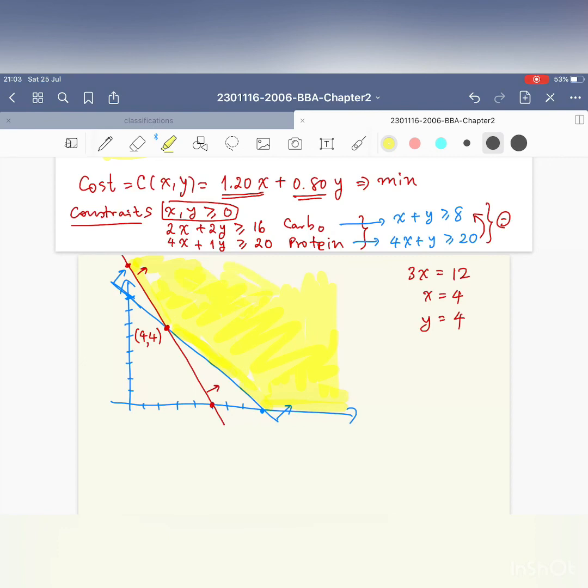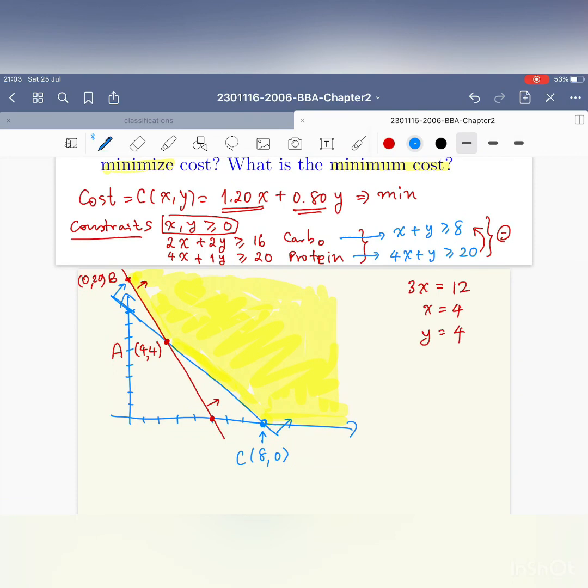How many corner points do you have? You got 3 corner points. Okay, here is your A, there is your B. So this one, your B, your Y is 20, your X is 0, right? And over here, okay, your X is 8, your Y is 0. So let's call it C.